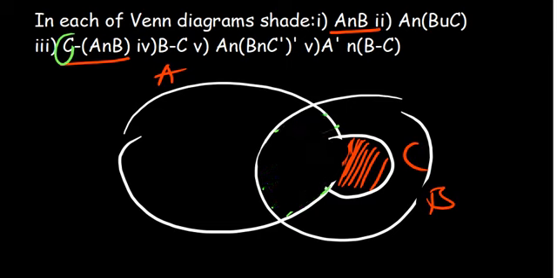So this is what we have. There's a part of C that we've not shaded. That part of C, which is part of the intersection of A and B, we've not shaded it. So that's how you get to answer the third part of the question. It's very simple to solve.